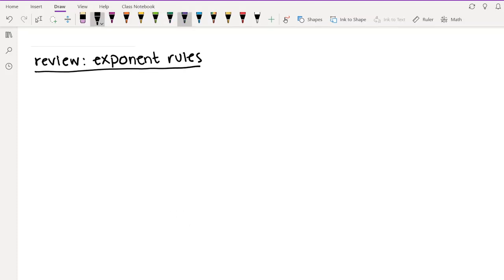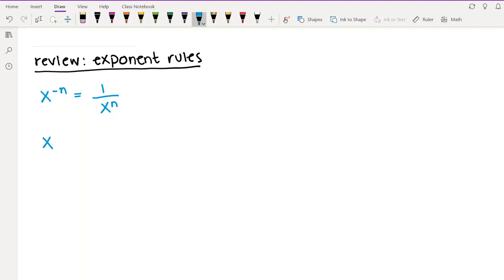So there are just a few that I'm going to write down here. One of them is that if you have a number raised to a negative power, that's the same thing as 1 over that number to a positive power. So like x to the negative 2 is the same thing as 1 over x squared, for example.